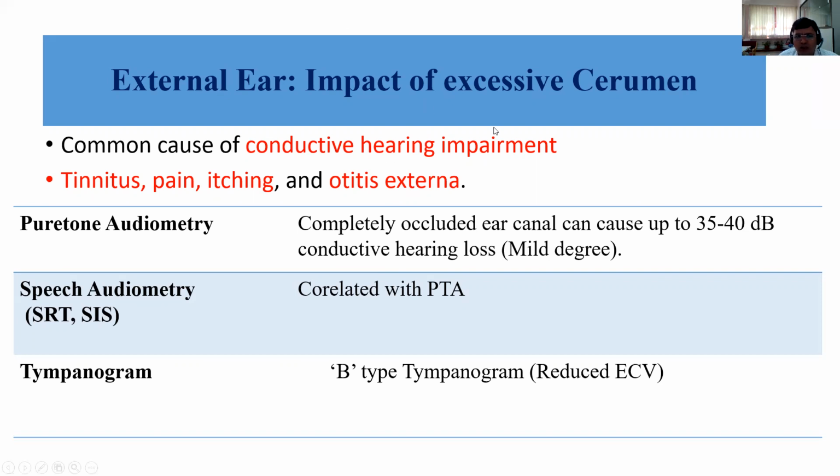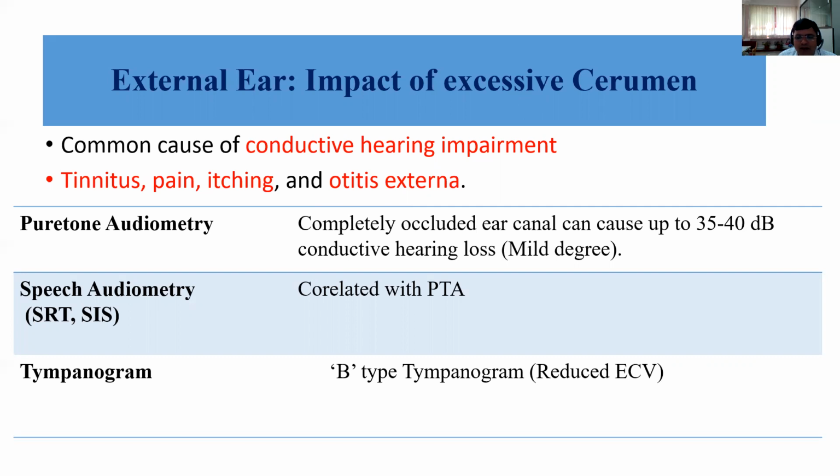In the external ear, the most common complaint of patients is impacted cerumen, or excessive wax. This is one of the common causes of conductive hearing impairment, especially in rural areas where health hygiene is poor. Along with that, they do complain about pain, itching, and otitis externa. When you refer this case, the first level of assessment is otoscopic examination, which I'm sure all surgeons do. When you do an otoscopic examination, you will be able to judge whether there is impacted wax or not.